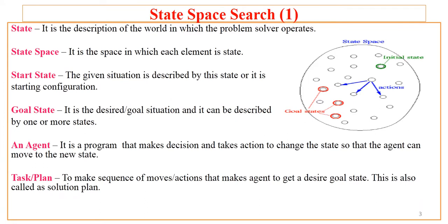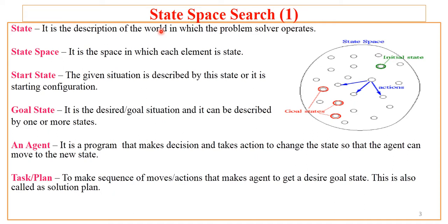Before we get into the state space search algorithms and try to elaborate what state space search is, we will first try to understand the terminologies involved in state space search. Now, what is state? State is description of the world in which the problem solver operates. Here we need to understand what world is. World is the problem which is to be solved in the context of AI.